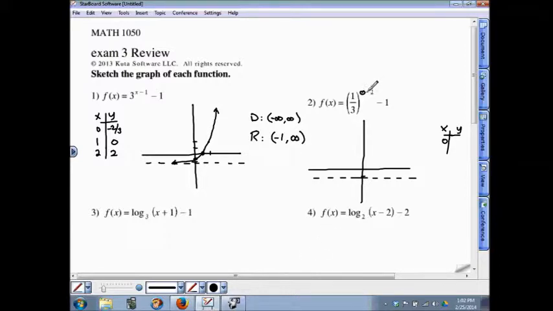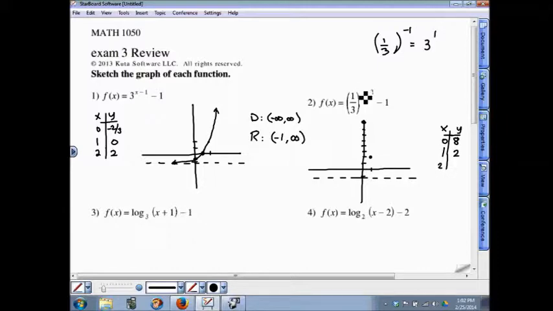0 minus 2 is -2. 1/3 to the -2, let me write that up here. 1/3 to the -2 is the same as 3 squared, so that's 9. 9 minus 1 is 8. So 0, 8. Now, for that x equal 1, 1 minus 2 is -1. 1/3 to the -1 is the same as 3 to the first power, so that's 3. 3 minus 1 is 2.